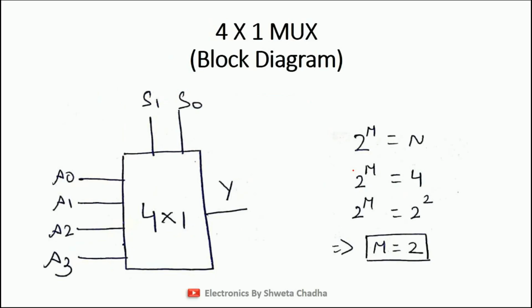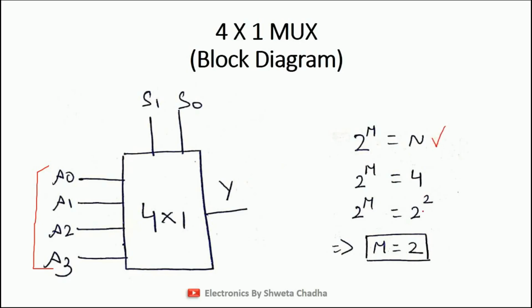So now again, let us begin with the block diagram. 4x1 means we are having total 4 input signals over here, A0, A1, A2, and A3. How many select lines now will be used? Let us use the same formula once again. So now n is equal to 4.